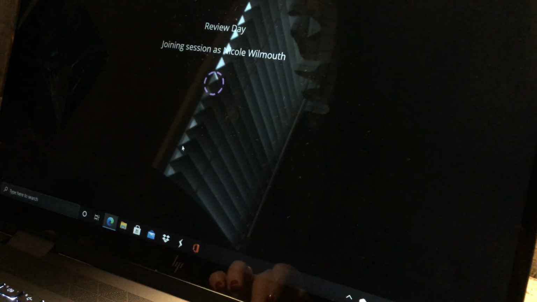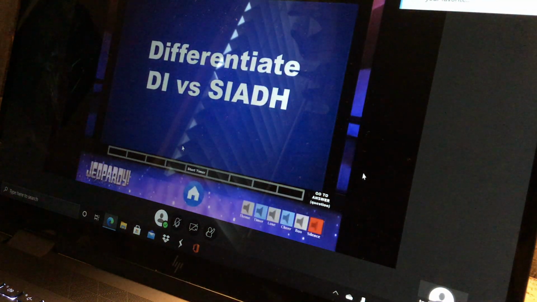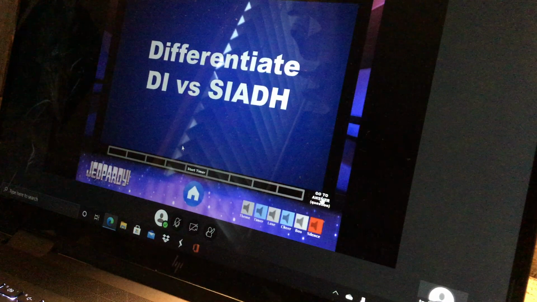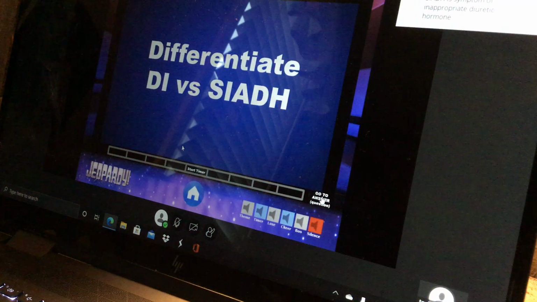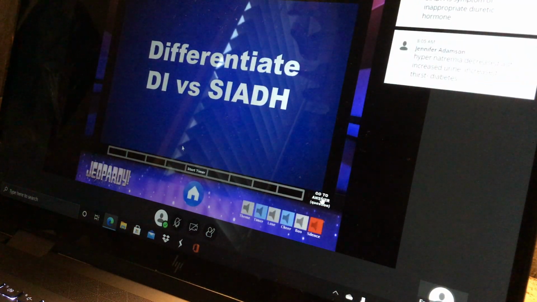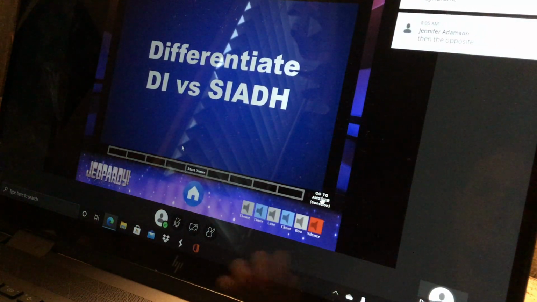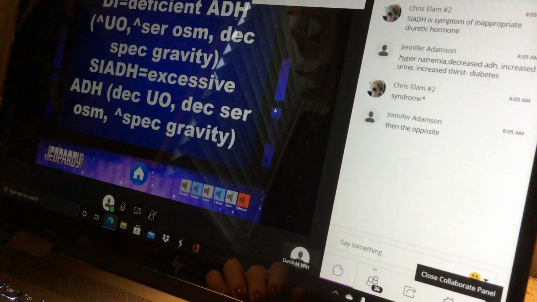Differentiate DI versus SIADH. Anybody got an answer? If you guys want to talk, you can talk, or you can raise your hand, or you can just put some stuff down. Anybody remember the difference between DI? You know that DI starts with a D, so what does that mean? Deficient, right? So when you're deficient, think of your bucket of sand, pour the water out. What do you have? Yep, hypernatremic, hypokalemic, you're urinating constantly, your specific gravity is low.